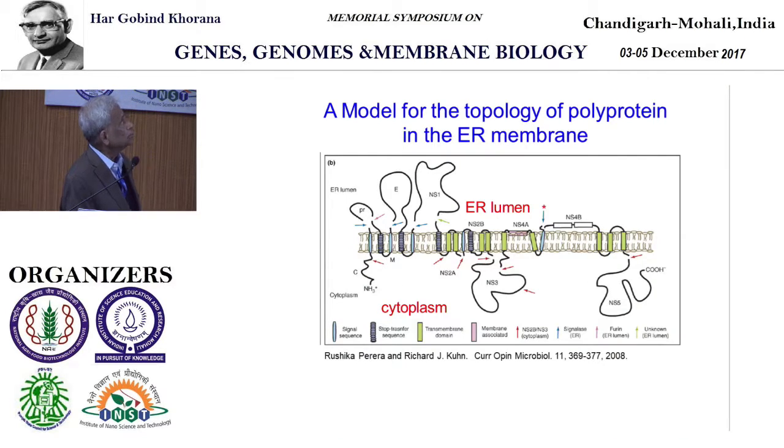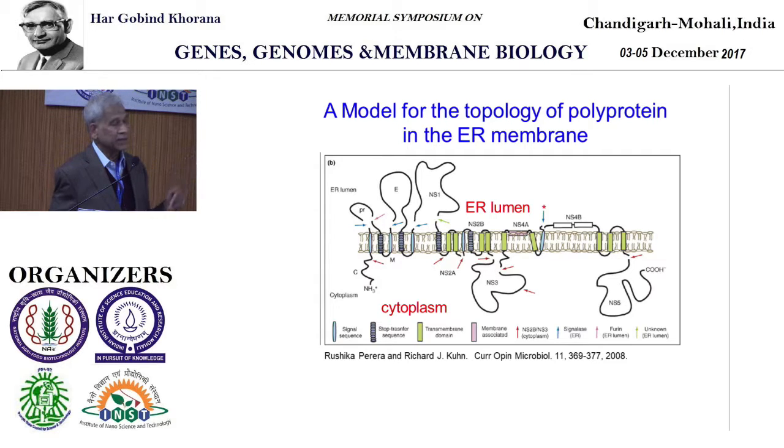This is the topology of the polyprotein in the ER membrane. This is the cytoplasmic side and then the luminal side. Capsid, precursor membrane, envelope, and NS1 are on the luminal side. And then there are integral membrane viral proteins. And these two cytoplasmic proteins are NS3 and NS5. These two proteins are very important for viral replication.